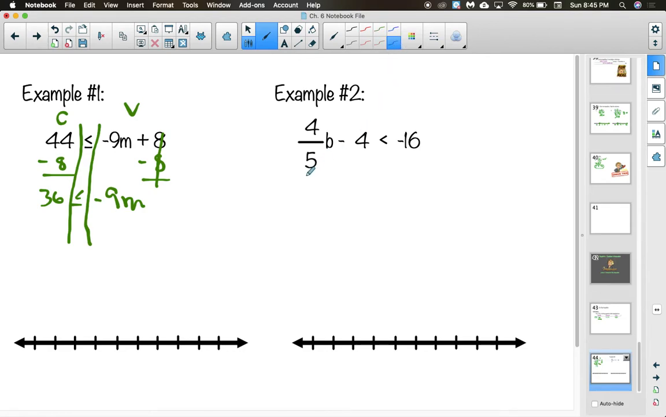Now we are fully separated, so we have to solve, which means we need to divide both sides by negative 9. And yep, we are dividing by a negative, so that means we need to flip our inequality sign. So less than or equal to becomes greater than or equal to. These negative 9's cancel out. We're left with an m on the variable side. 36 divided by negative 9 is negative 4.